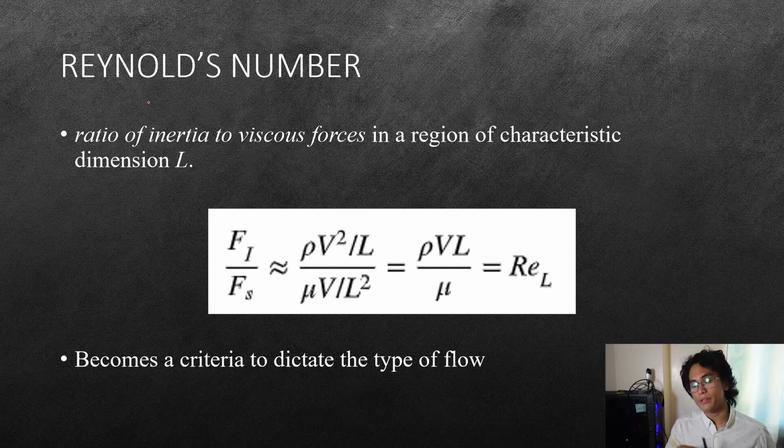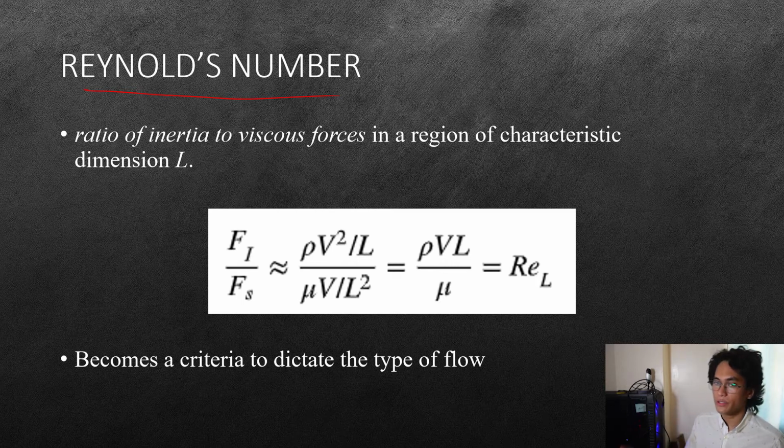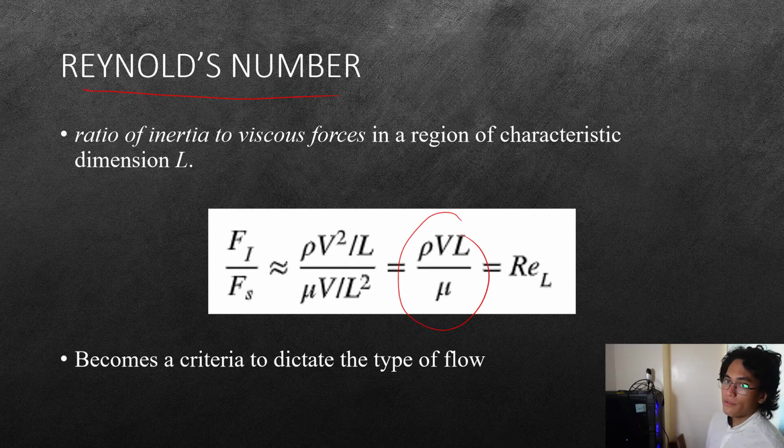Reynolds number is, as we've learned in our fluid mechanics, the ratio of the inertial forces to the viscous forces inside a fluid which is flowing, given by the formula as shown on the screen. So this becomes a criteria to dictate whether the flow type is turbulent, or laminar, or in the transition phase. The purpose of this number is to establish the characteristics of the flow.